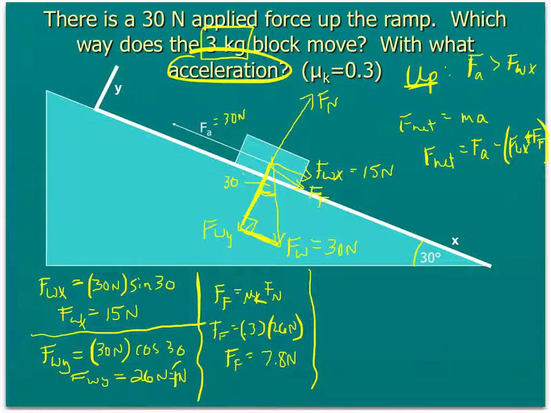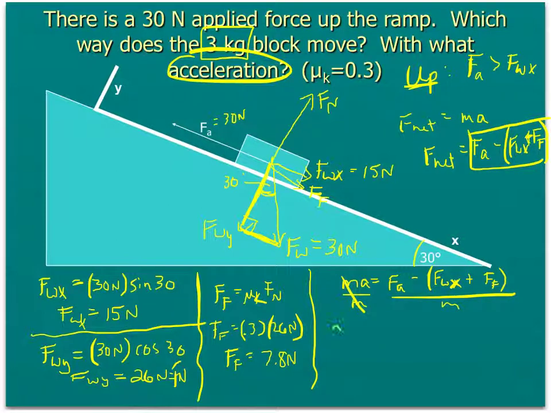Now I can substitute in and say that ma is equal to this whole other equation for F net. So the applied force minus the quantity of Fwx plus the force of friction. Okay. To solve for a, I know I can divide each of these sides by m to get acceleration by itself. And now I know all of these numbers, so it's just a matter of plug and chug.